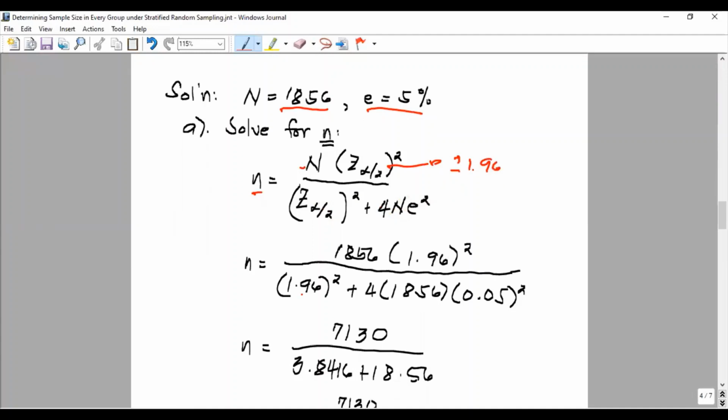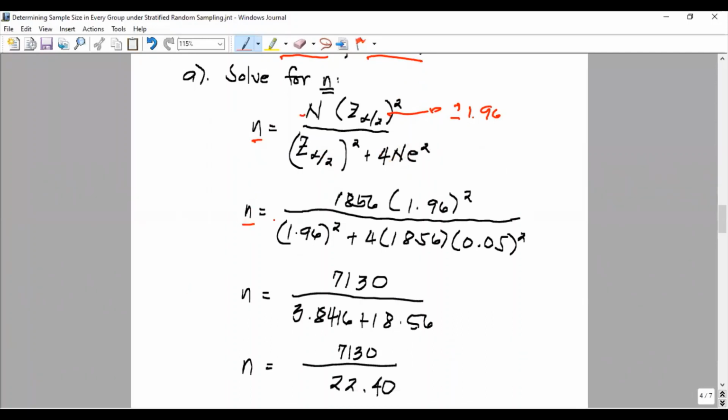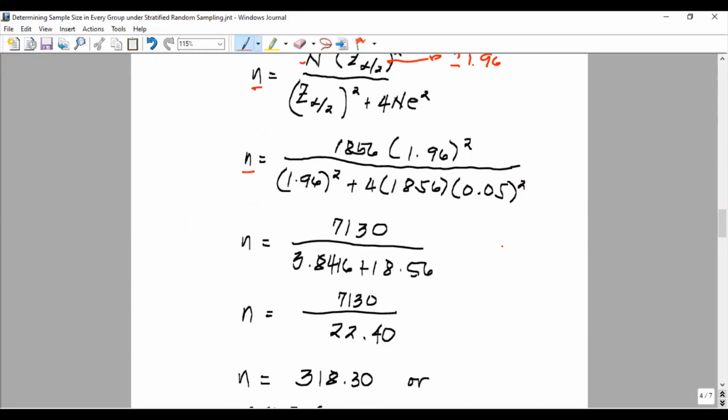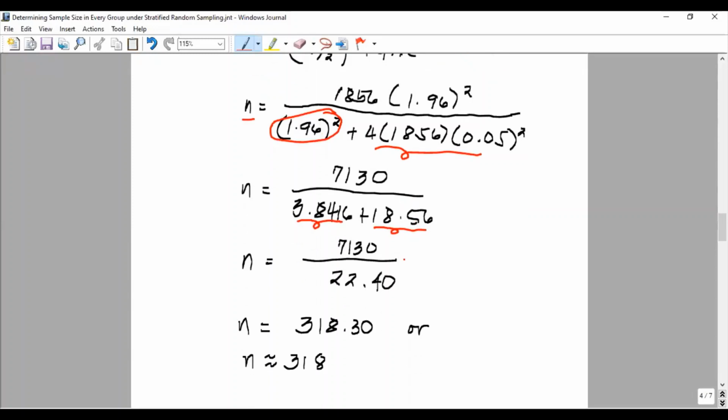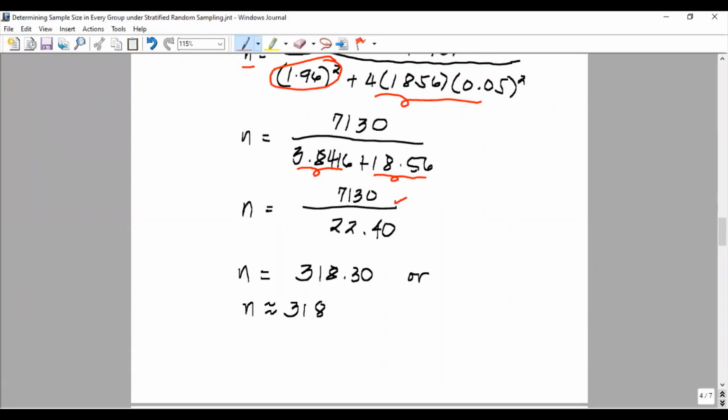So by substitution, we have n is equal to 1,856 times the square of 1.96 all over the square of 1.96 plus 4 times 1,856 times the square of 0.05. Squaring this and multiplying it by 1,856 will give us 7,130. The square of 1.96 is equal to 3.8416. And the product of this is 18.56. And we have 7,130 divided by the sum of this one, which is 22.4. And that is equal to 318.30, or the sample size is approximately equal to 318.